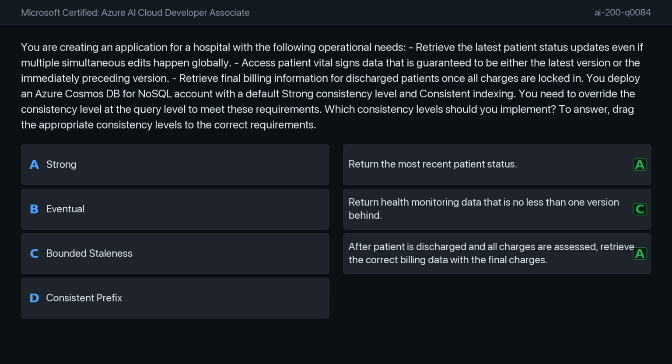Finally, for retrieving finalized billing information after a patient is discharged and all charges are locked, I believe the correct answer is again strong consistency. Since this requires reading a definitive, finalized record without any potential for inconsistency, strong consistency is necessary to ensure the data is accurate. Note that consistency levels can be implemented multiple times as needed to meet various business logic requirements across your application.